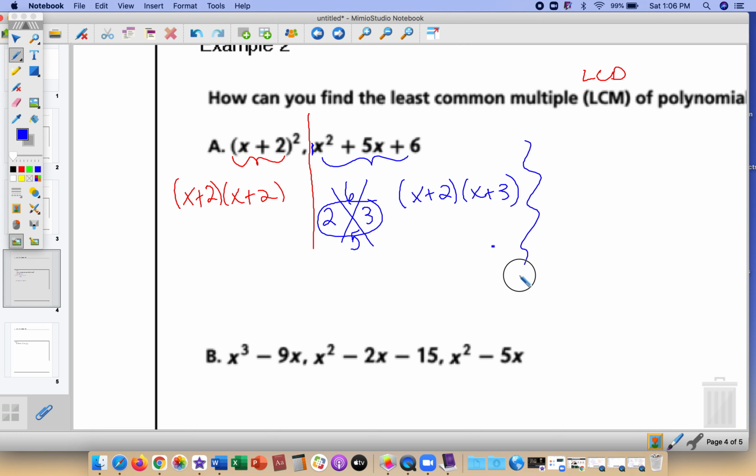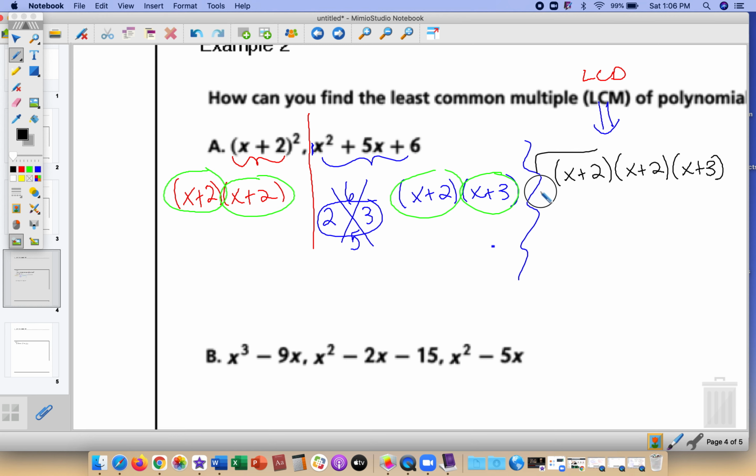Now for our least common multiple, or if we were looking with fractions, we would say least common denominator, we need to include x plus 2, we need to include another x plus 2, and we need to include an x plus 3. So x plus 2 times x plus 2 times x plus 3 is our least common multiple. We could also write this as the quantity x plus 2 squared because you have two of them being multiplied by each other times quantity x plus 3. These are the same.